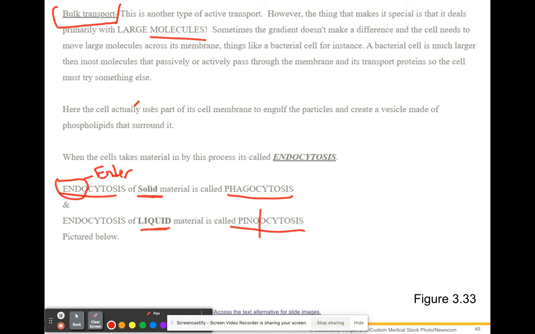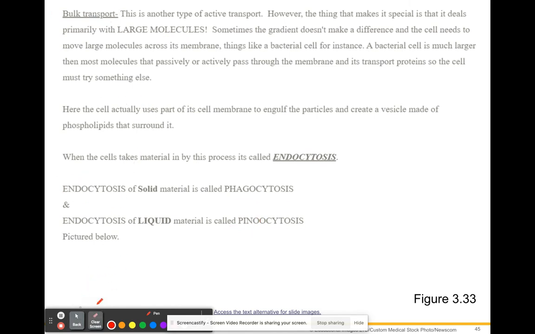Okay, now how the cell takes bulk transport in is it actually uses its membrane, its phospholipids, to surround the thing that it wants to engulf and create a vesicle around it. Now I'm going to show you a video of this as well.